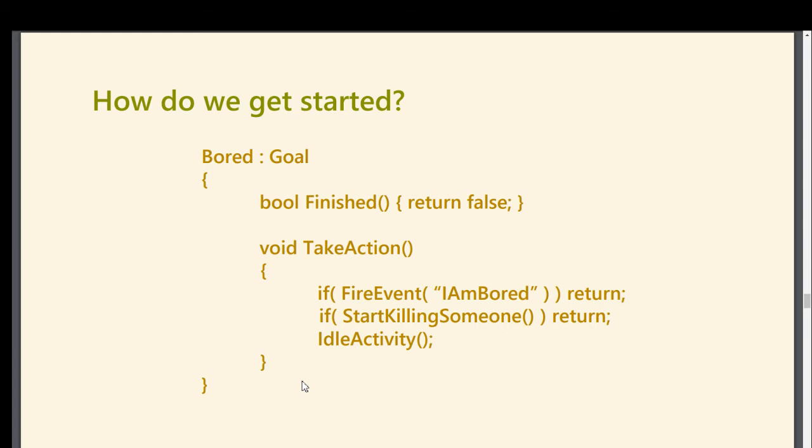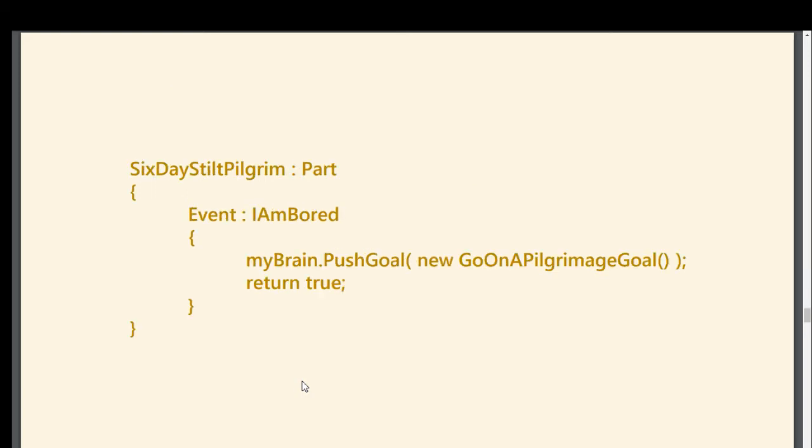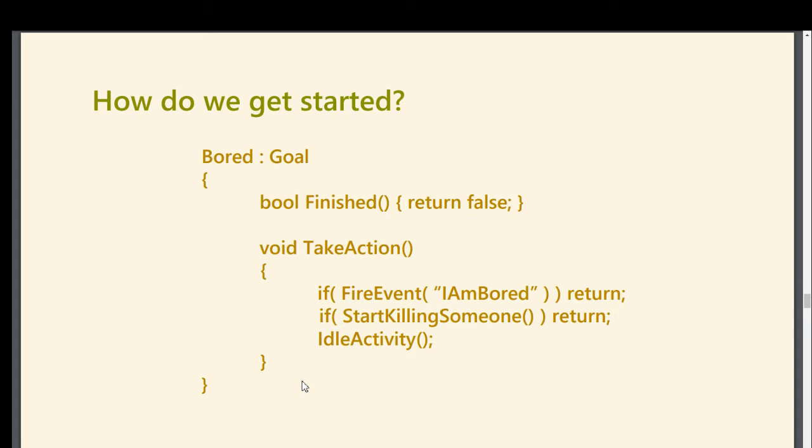And you can imagine how that's implemented: you look for someone you want to kill, and then you push an "I'm going to kill you" goal onto the stack. And if none of that happens, my Bored goal has some basic idle activity. They might wander around or whatever they want to do. So this is an example of a component that handles this "I am bored" event.